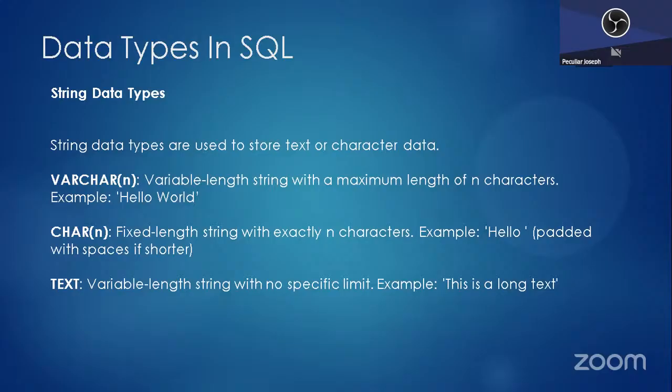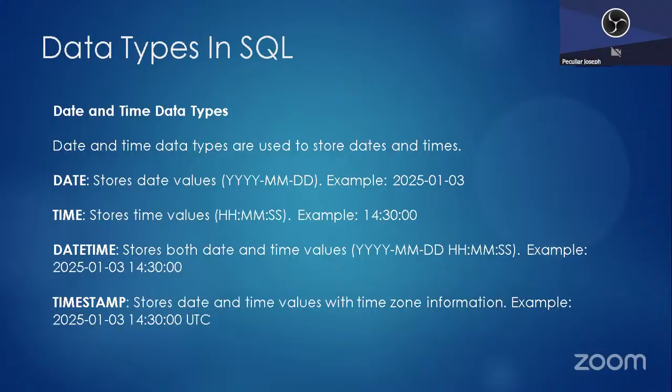So our numeric data types for storing numbers, our string for storing alphabets and special characters. And then next, very important, we have our date and time data types. So our date and time data type is used for storing date and time.